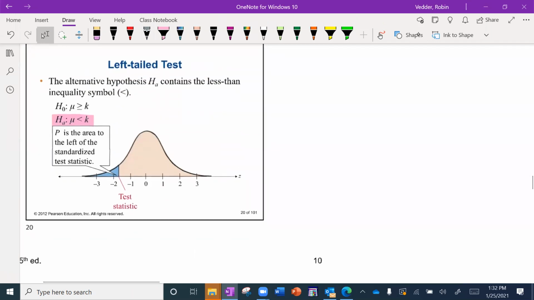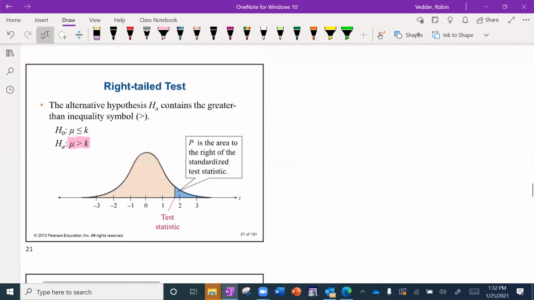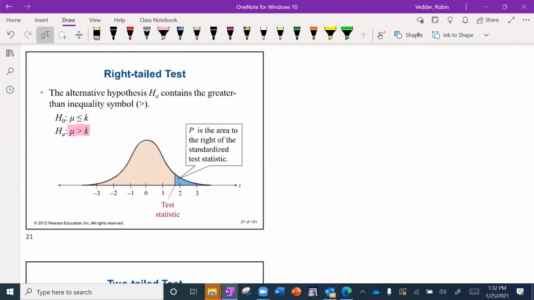A left-tailed test, again, is dependent on your alternative. Use the left-tailed test when the parameter is less than something. Less than is to the left, so whenever your alternative is less than, you're going to use a left-tailed test. Go to the next slide, slide 21. Again, we're looking at the alternative to determine the type of test. Whenever it's the parameter greater than, it's going to be a right-tailed test.